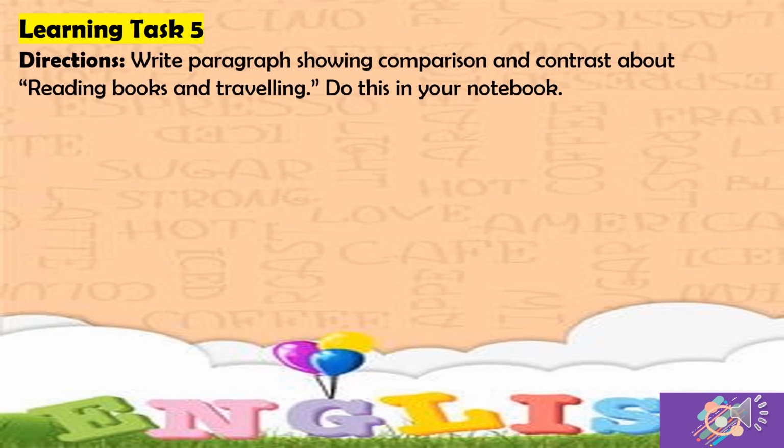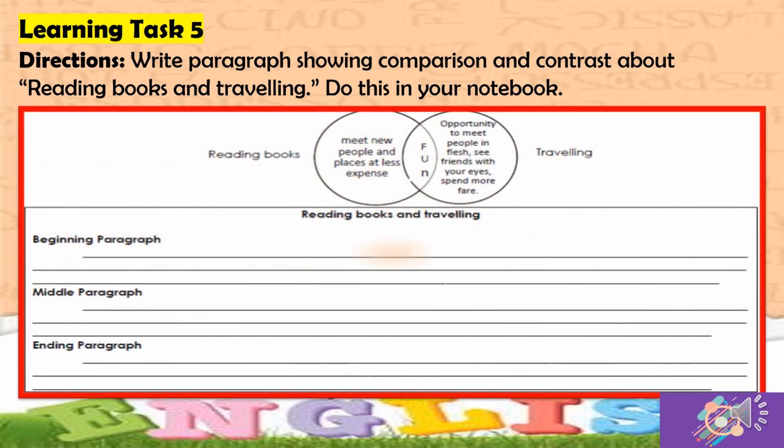And learning task number 5. Directions: Write a paragraph showing comparison and contrast about reading books and traveling. Do this in your notebook. So we have the similarities and the differences of reading books. So we have the beginning paragraph, the middle paragraph, and the ending paragraph.